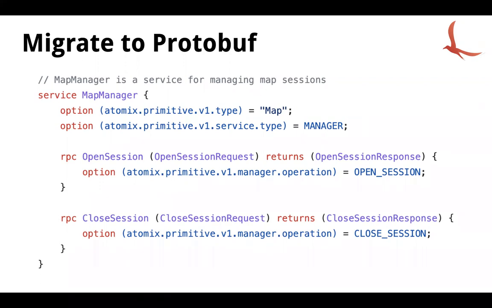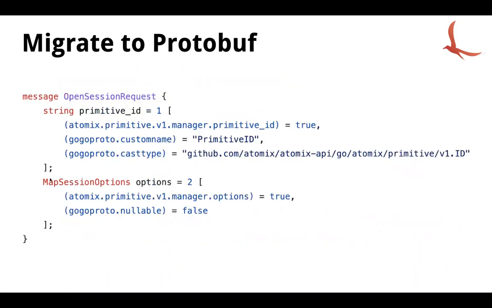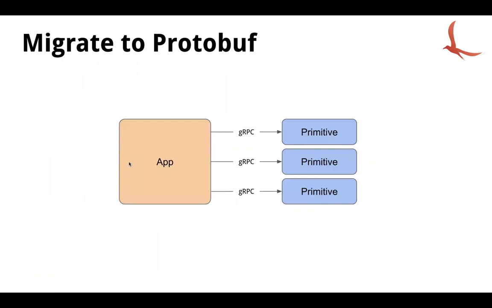This allows us to implement things like caching on the back end rather than on the front end. One of the things we had in Java was, for each primitive, caches and read-only primitives and things like that. Those are all implemented in Java for Atomix, but since we want this to be reusable across languages, there had to be some way to abstract that. If you look at the open session requests, it contains options for a map, and this can say, I want this map to be cached or whatever.